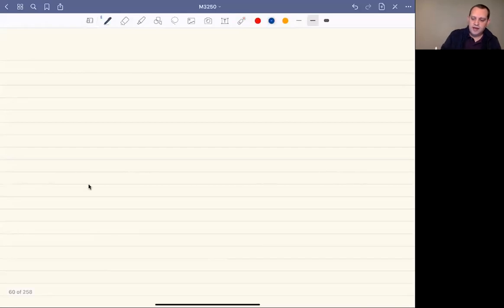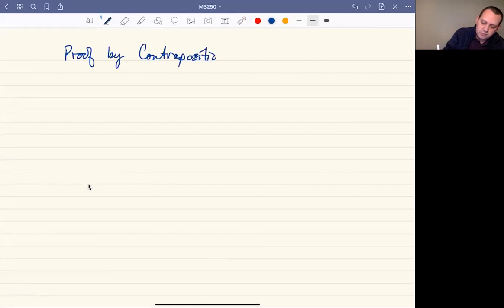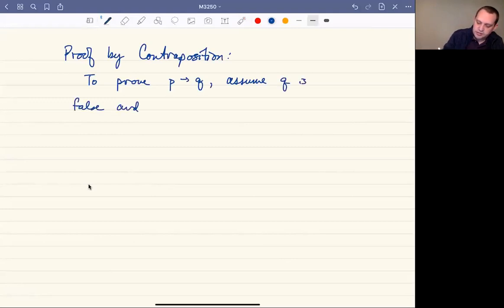Okay. The next proof style is a proof by contrapositive, or sometimes it's called a proof by contraposition. But what we're going to do is prove the contrapositive of the statement. A good example here, well, let's talk about this in general. So if I want to prove the statement P implies Q, what we'll do is assume Q is false and deduce that P is false.